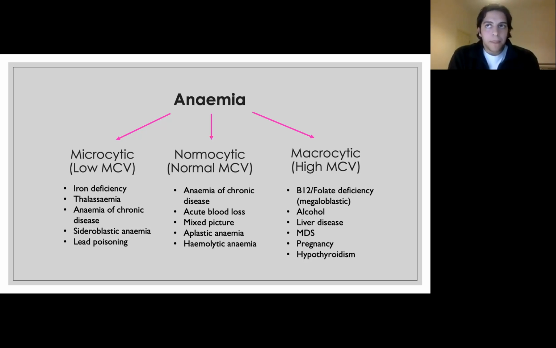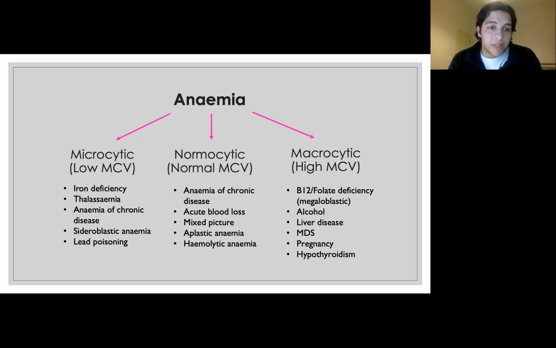When you see that a patient has a low Hb on their bloods, the next thing you want to look at, or the next thing that I certainly look at, is the MCV, the mean corpuscular volume. There are three different outcomes of this. If the MCV is low, then it's a microcytic anemia. If it's normal, then it's a normocytic anemia. And if it's high, it's a macrocytic anemia.